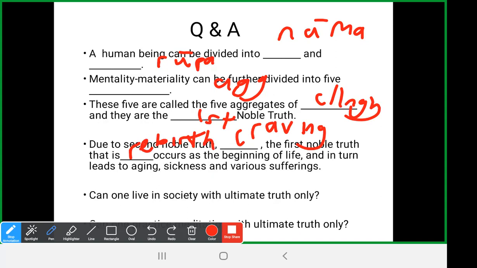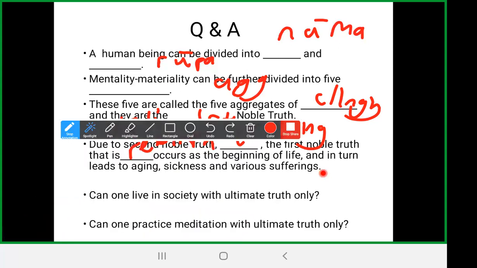What is jati? Rebirth. Yes, jati. So jati occurs at the beginning of life. When there's rebirth, then there will be aging, sickness, and various suffering. That's why they call the five aggregates a mass of suffering.